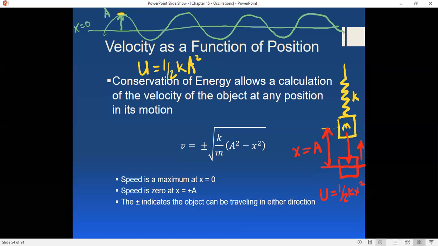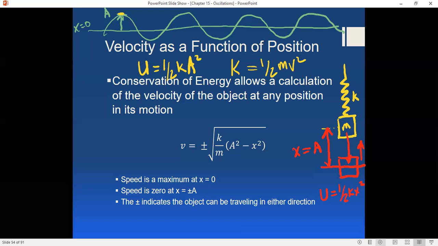And in fact, at any point, the potential energy is going to be 1/2 kx squared. When the block goes through equilibrium, we know that the velocity is the fastest. There, the kinetic energy is going to be equal to 1/2 mv squared. So the total energy of the system is going to be 1/2 kA squared. Okay?